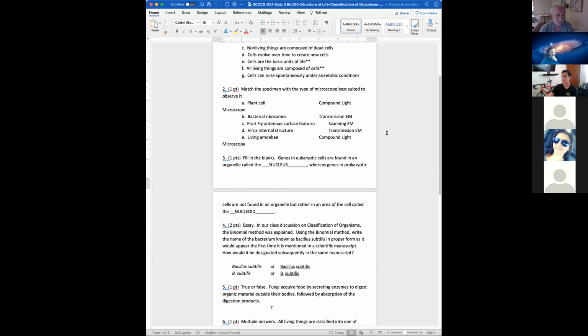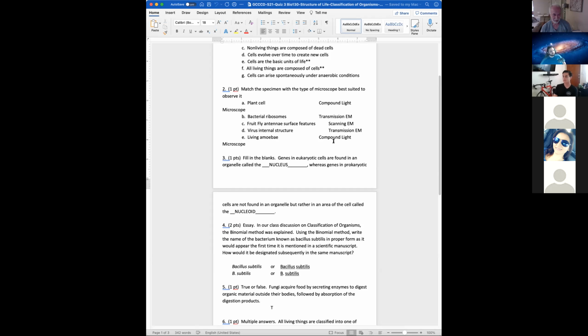Okay, match the specimen with the type of microscope best suited to observe it. A plant cell would be a compound light microscope. Bacterial ribosomes, transmission electron microscope. Fruit fly antennae surface features would be a scanning EM. Internal structure of a virus, transmission EM. And a living amoeba would be a compound light microscope.